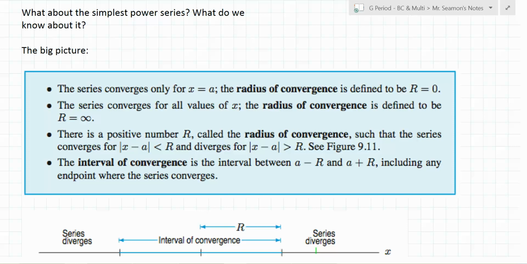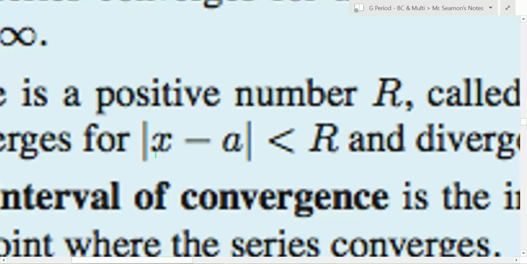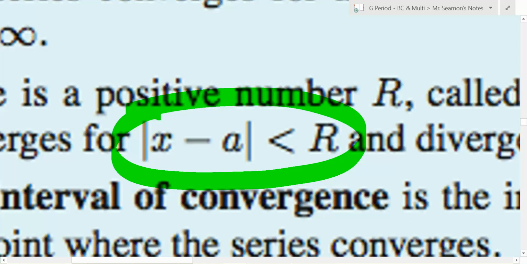There is a positive number r called the radius of convergence such that the series converges for the absolute value of x minus a is less than r. Can someone read? What does that mean? If I just gave that to you in Algebra 2, can someone tell me what that means if a and r are constants? Cameron, what does it mean? Like algebraically, what does that mean?